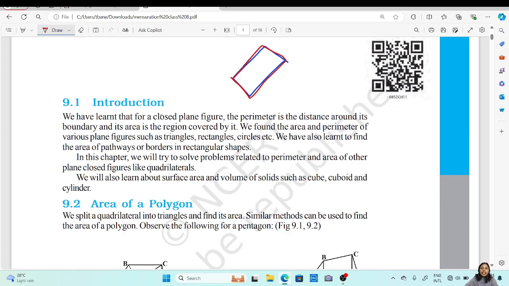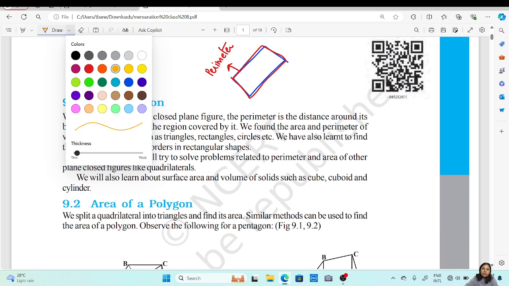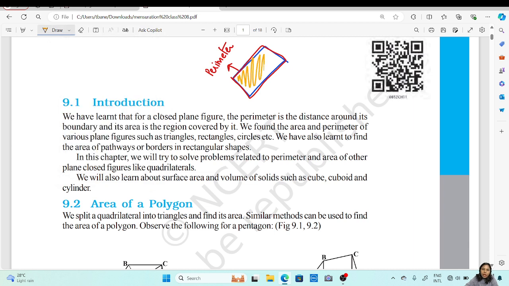So this is the perimeter. Then when we speak about the region, we speak about this part. This whole inside part is considered to be a region, and in this case we call it the area. We found the area and perimeter of various figures such as triangles, rectangles, circles, etc. We have also learned to find the area of pathways or borders in a rectangular shape.